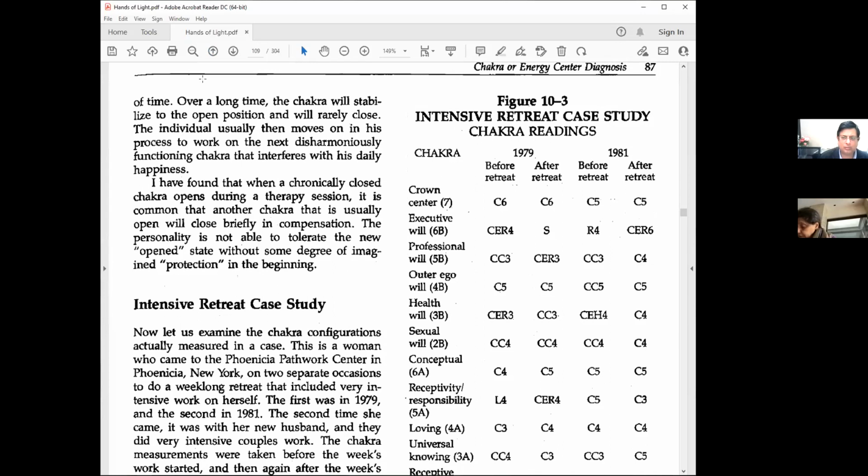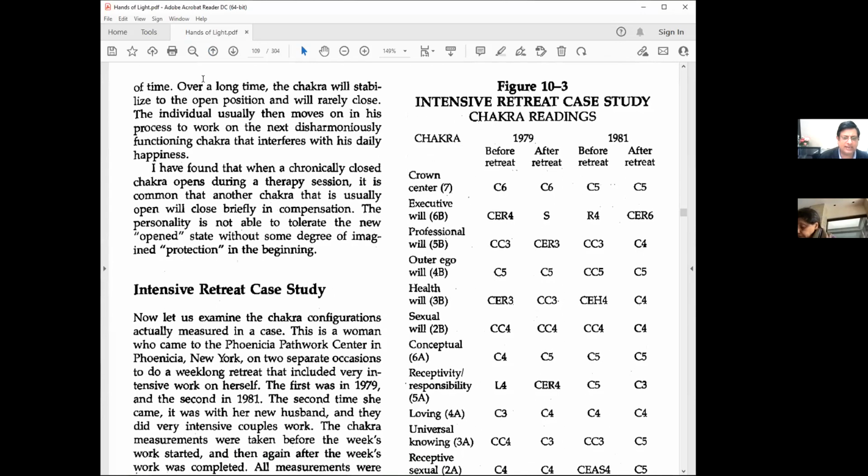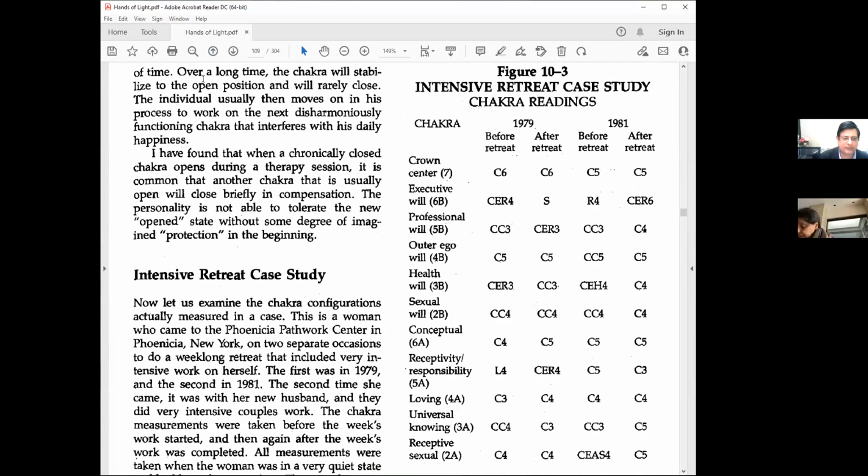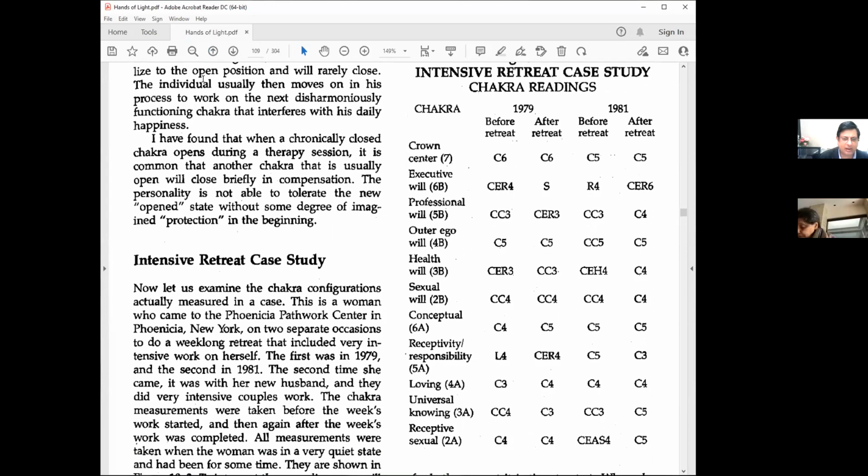So if you see, after the second retreat, except for the executive will, all of them became clockwise. All the will centers, that is the B, all the B's became clockwise. So that's what they're saying, that after the intense work of the second retreat, she became much more harmonized.